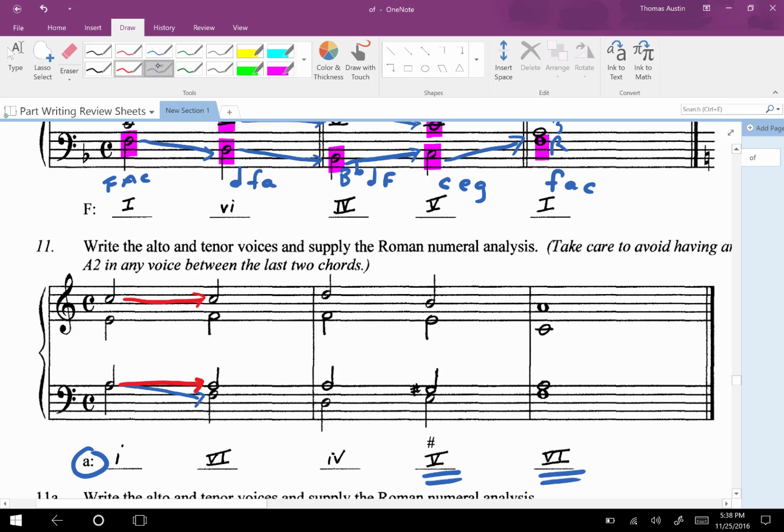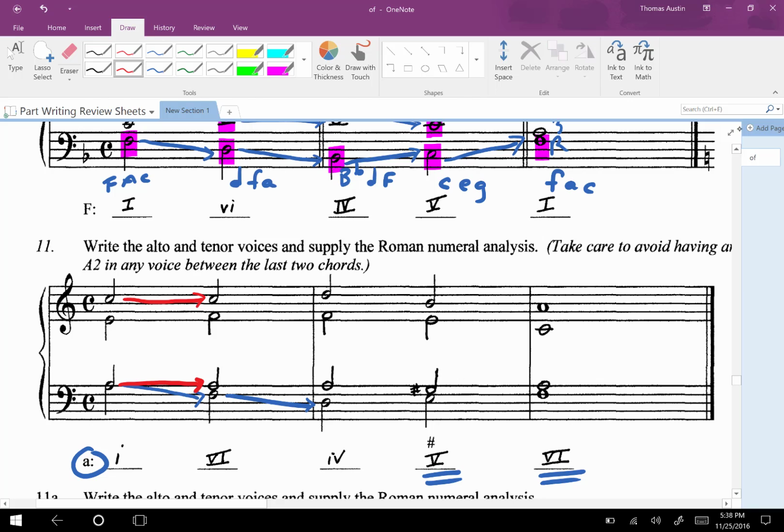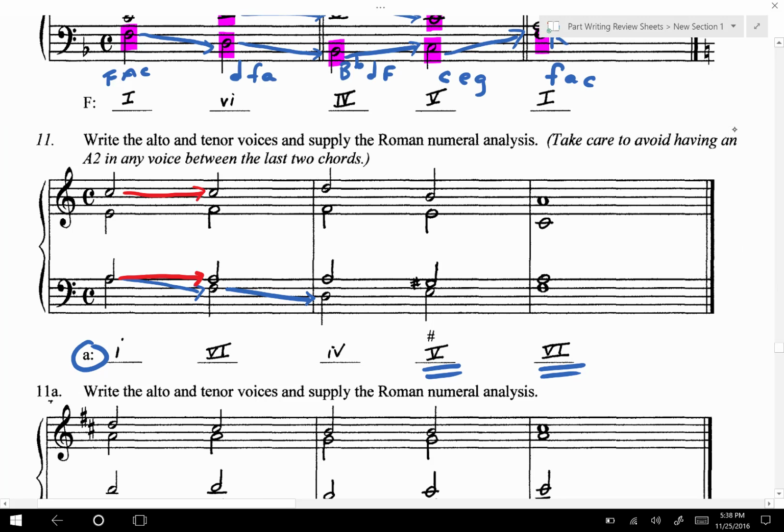In the next one, we're going from the major 6 to the minor 4. Again, the bass is moving by a third, which means you'll have some common tones. How many? 2. Keep them in the same voice.